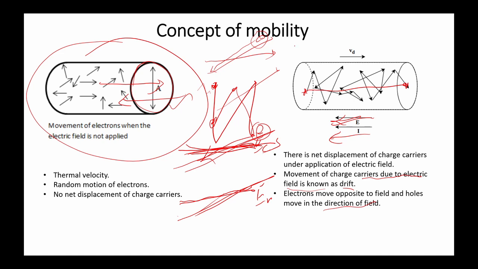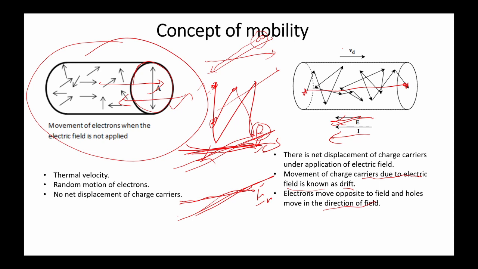Like this we can find the electric field in any semiconductor in which we are given a band diagram. So all this is about how electrons move in the conduction band.